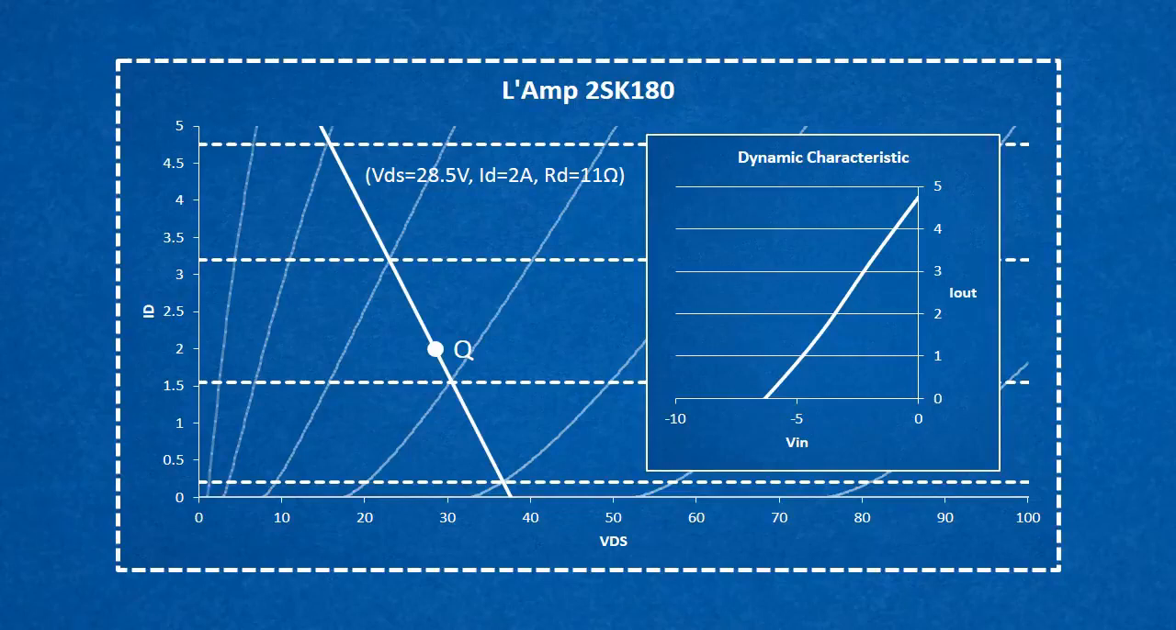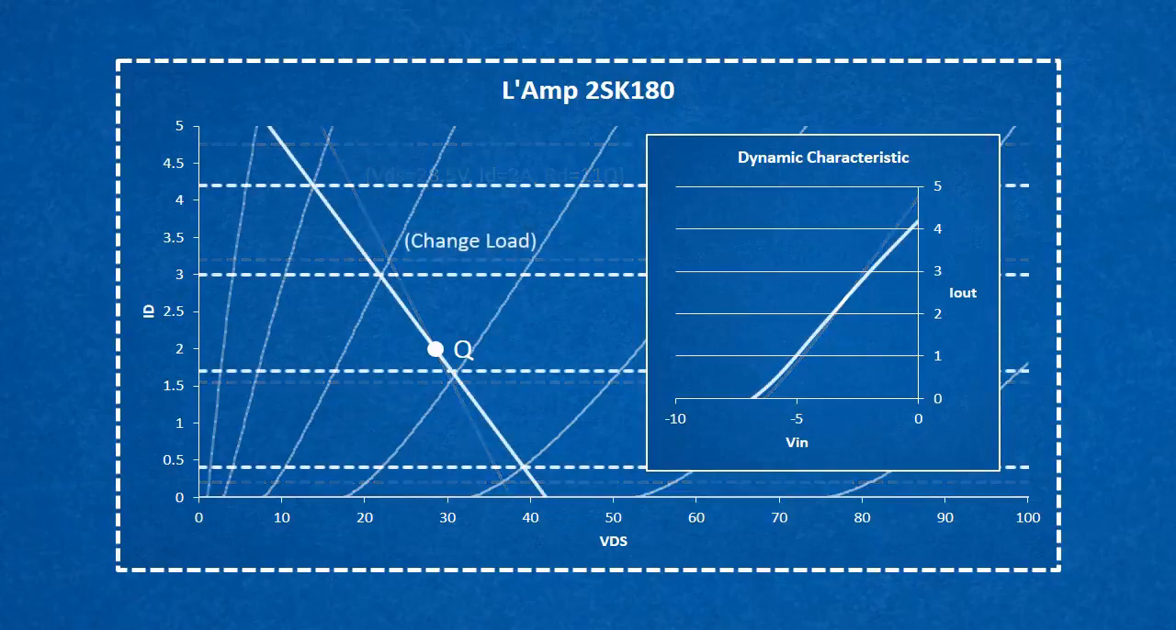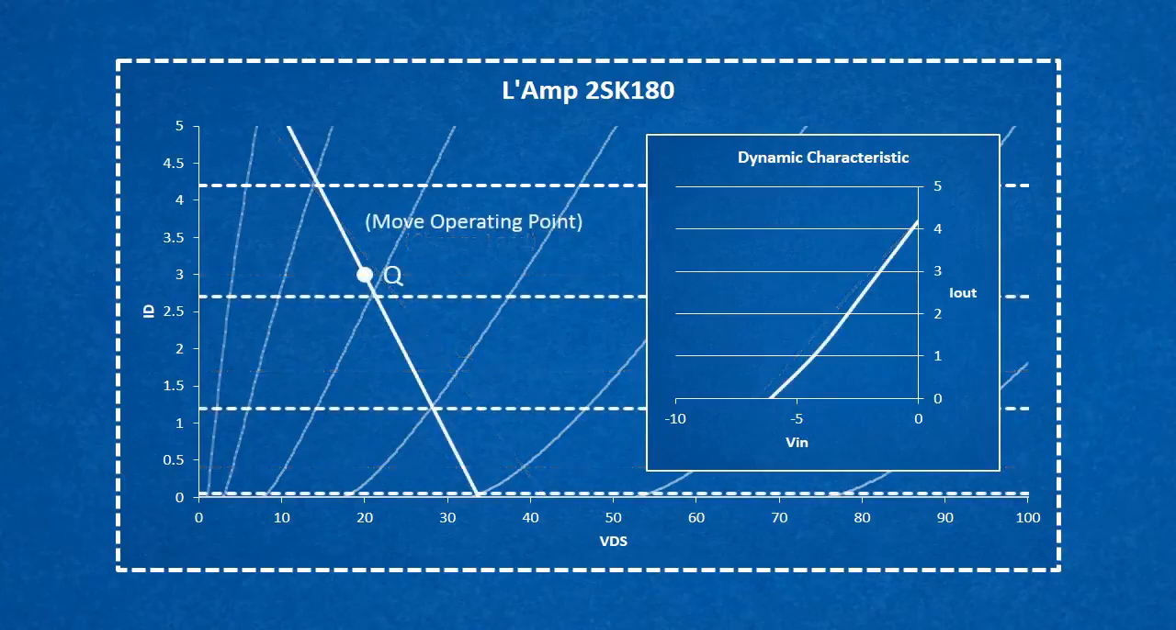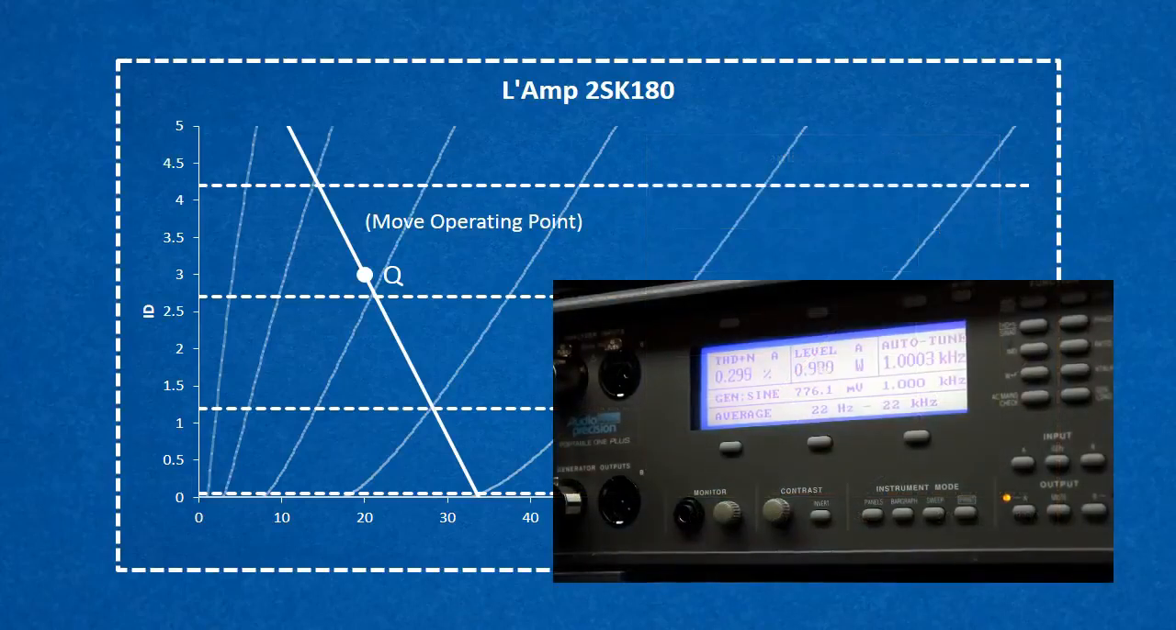One way to do this is to leave the Q point where it is and alter the load resistance. Or we can move the Q point around. Here's an example of what it looks like on the distortion analyzer when I move the Q point. Here I'm making small adjustments to the bias, which changes the voltage on the drain and the drain current. You can see how both the THD and the gain move around as I do this.